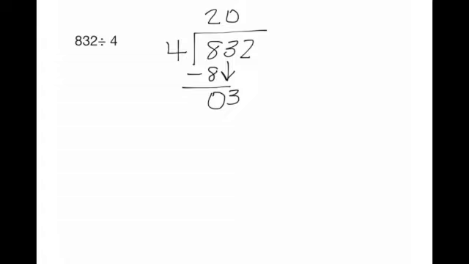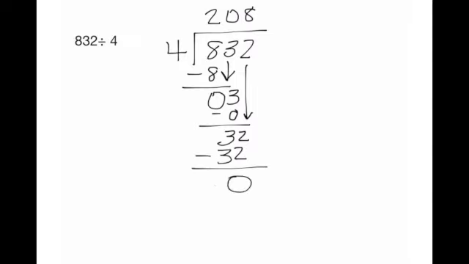Now 4 times 0 is 0. 3 minus 0 is 3. Now we can bring down a 2. 4 goes into 32 8 times exactly. So 4 times 8, 32. 32 minus 32, 0. All right. We are all done. I know this is just a few examples, but it's to give you an idea of how to do this.